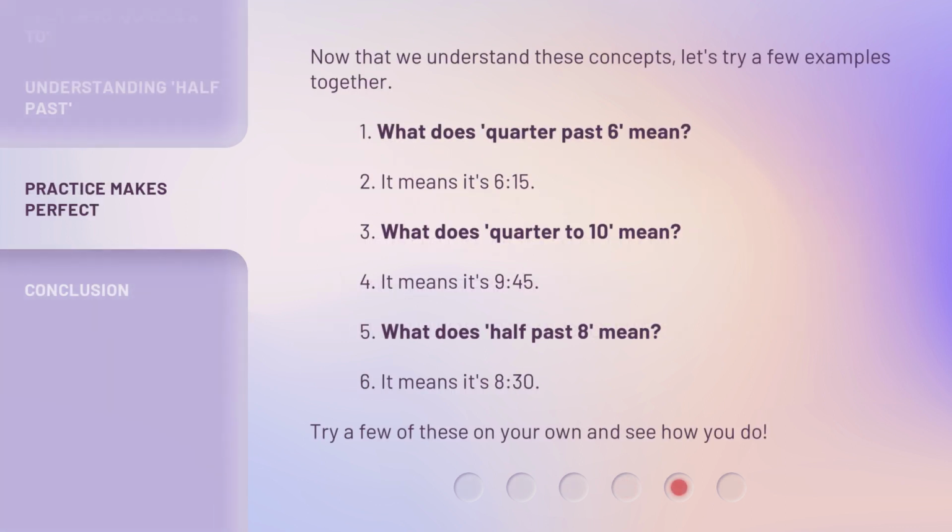Now that we understand these concepts, let's try a few examples together. 1. What does quarter past 6 mean? 2. It means it's 6:15. 3. What does quarter to 10 mean?